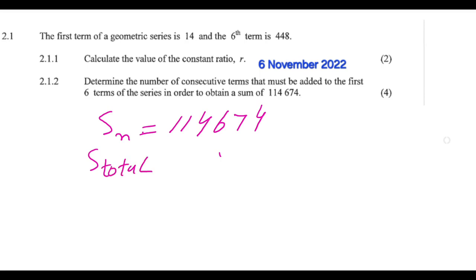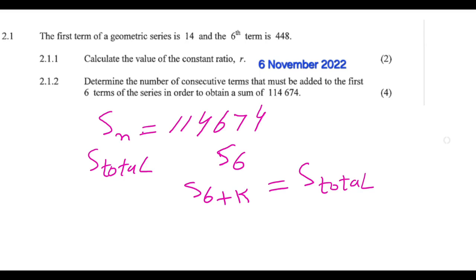The sum of the 6 terms is S6. The number of additional terms needed, we give the name K. S6 plus K is equal to the total, Sn.